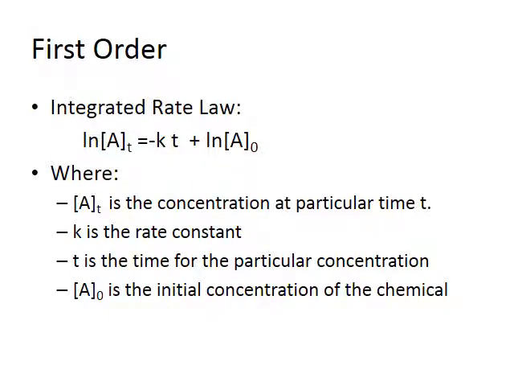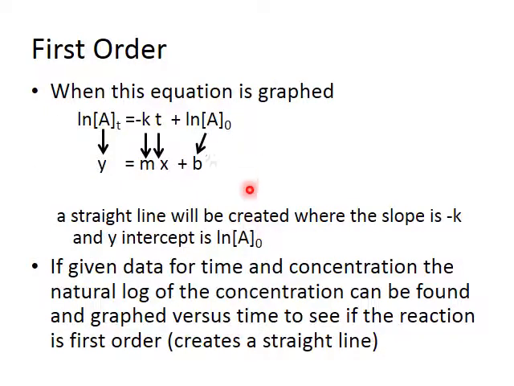Still all the same variables, so nothing different there. I'm going to go ahead and skip ahead. This one does, again, it's been rearranged. We've added this to the other side, the natural log of A, and that gives us again our y equals mx plus b format for this. So we can take this information, and if we graph it, we can get a straight line.